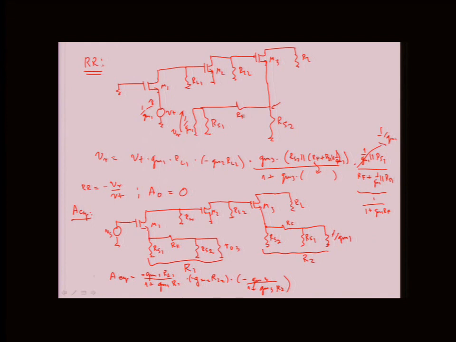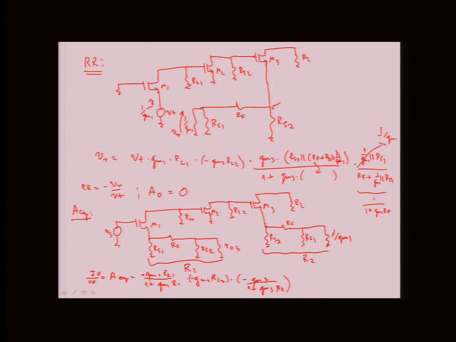Right. Notice that A equivalent is in what units? A equivalent is I out over Vs, right? So it's in conductance. If I really want a voltage gain, I would have just added RL here because IO times RL is VO, right?